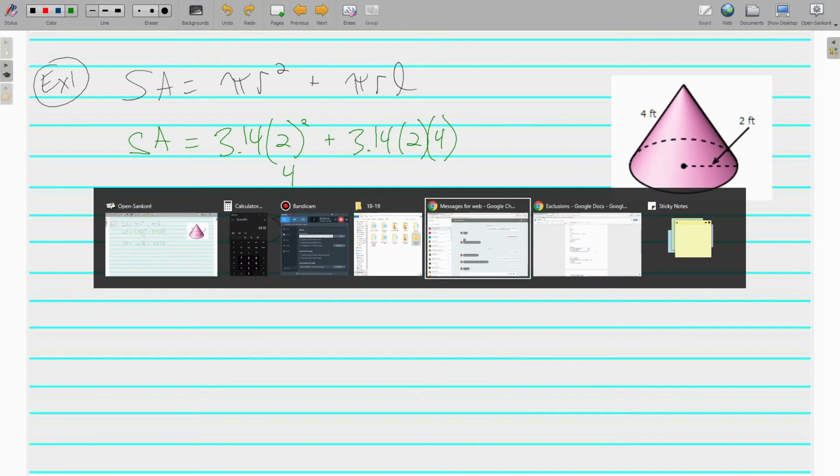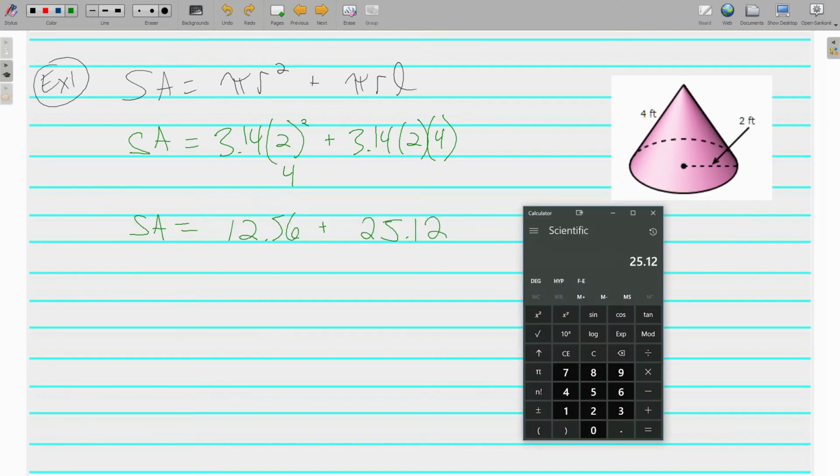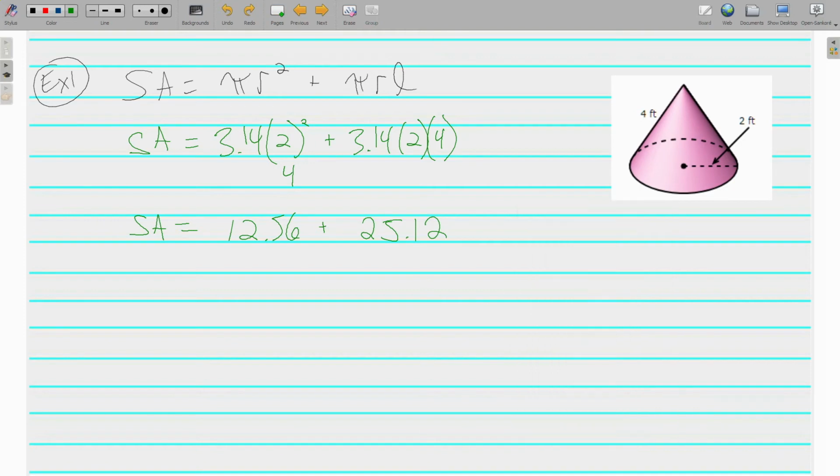Let's get that calculator back. And add those together, plus 12.56. So the surface area of this cone is 37.68 square feet. It's surface area, that's a two-dimensional thing that we're finding, so square feet. There weren't any directions that told us to round to the nearest tenth or nearest whole number, so we just left it as it was.